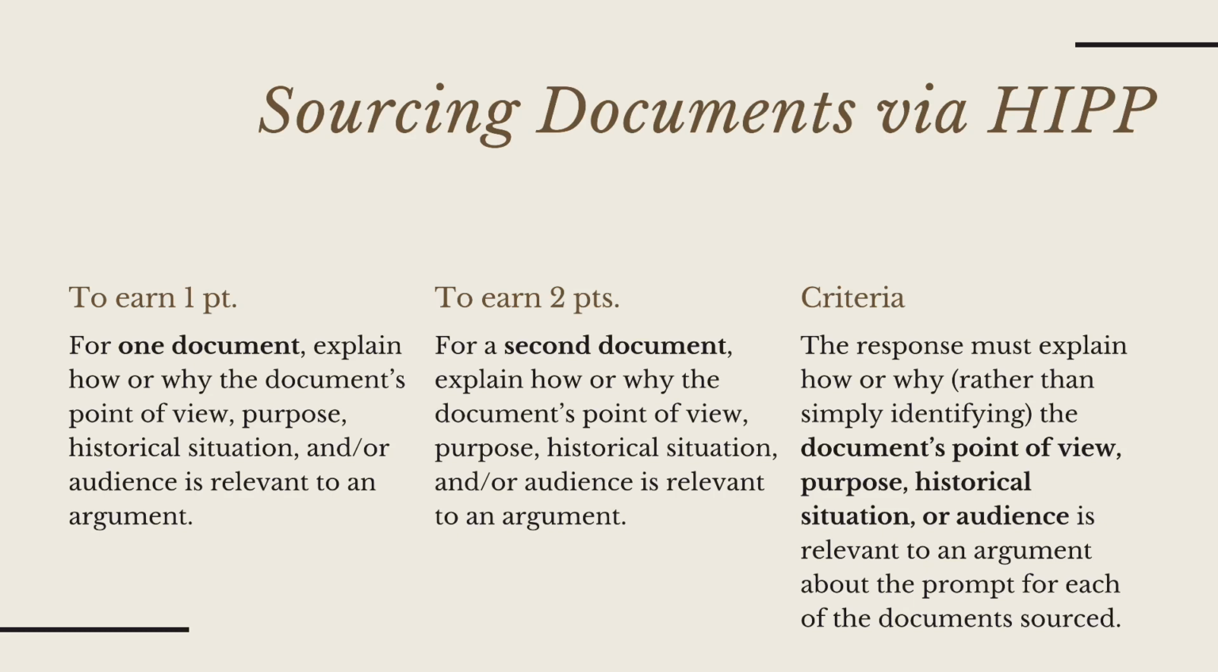For one document to earn 1 point, you must explain how or why the document's point of view, purpose, historical situation, and/or audience is relevant to an argument. To earn 2 points for a second document, explain how or why the document's point of view, purpose, historical situation, and/or audience is relevant to the argument. So the response must not just simply identify that, but also expand on how or why that is significant to the argument. And you only need to do one of those 4 things to earn the point for that document.